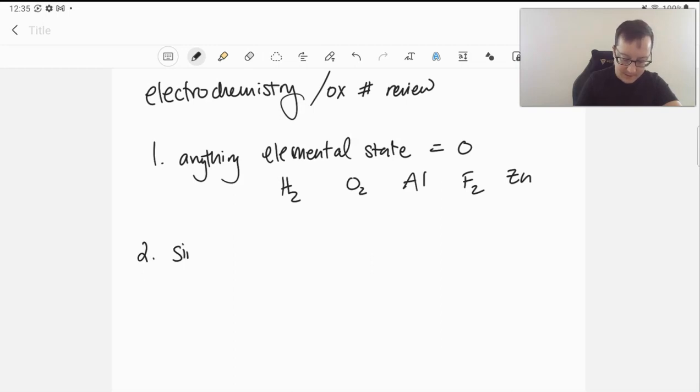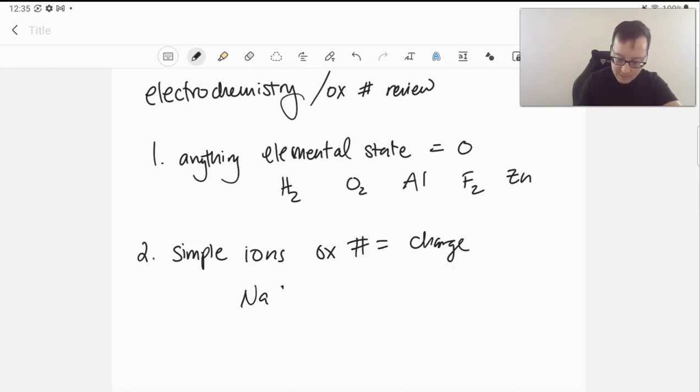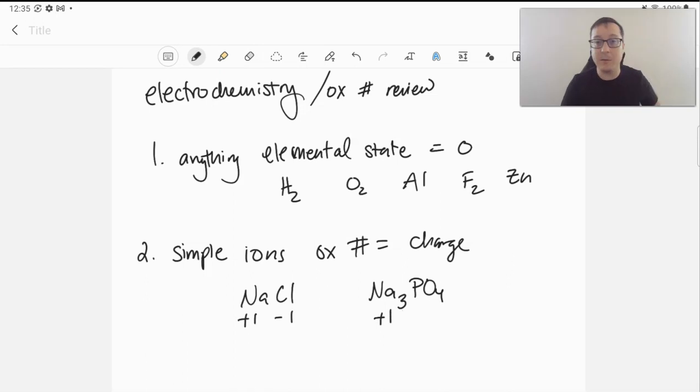Remember that for simple ions, the oxidation number is equal to the charge. So for example, with sodium chloride we have +1 and -1 because those are also the charges. So the oxidation state of sodium is +1, the oxidation state of chlorine is -1. Remember, for simple ions, that's always the case, even if there are polyatomic ions in there as well. For example, with sodium phosphate, the sodium will still be +1 because it's a simple ion. The phosphate, however, we will have to worry about by looking at further rules.